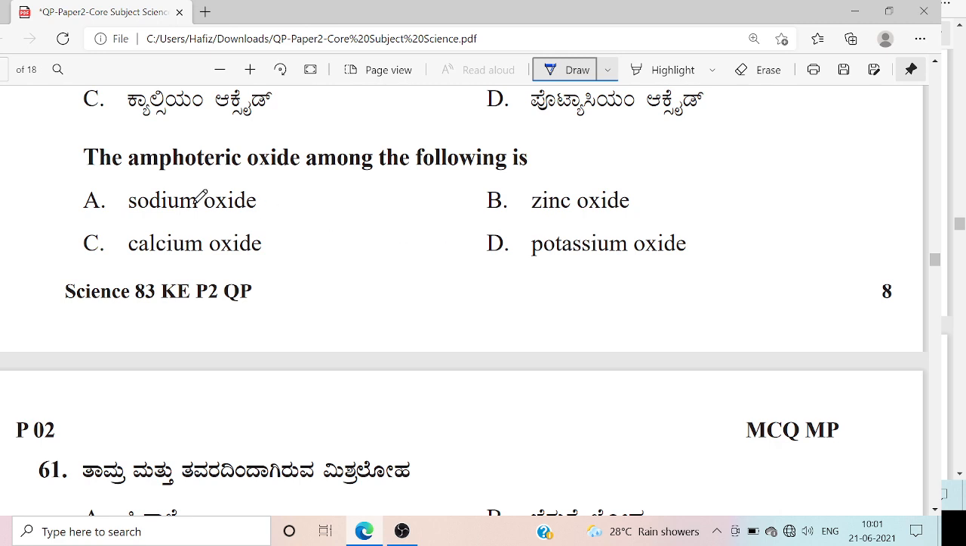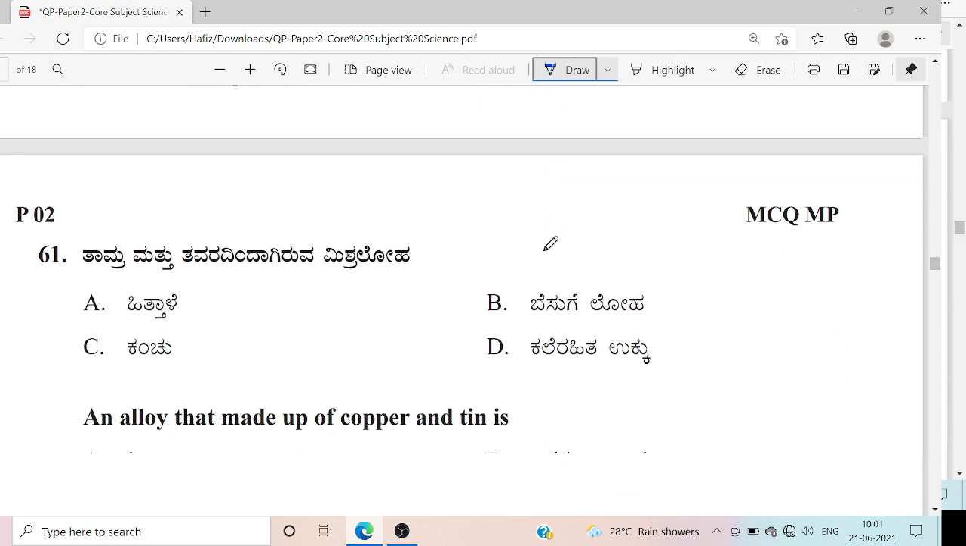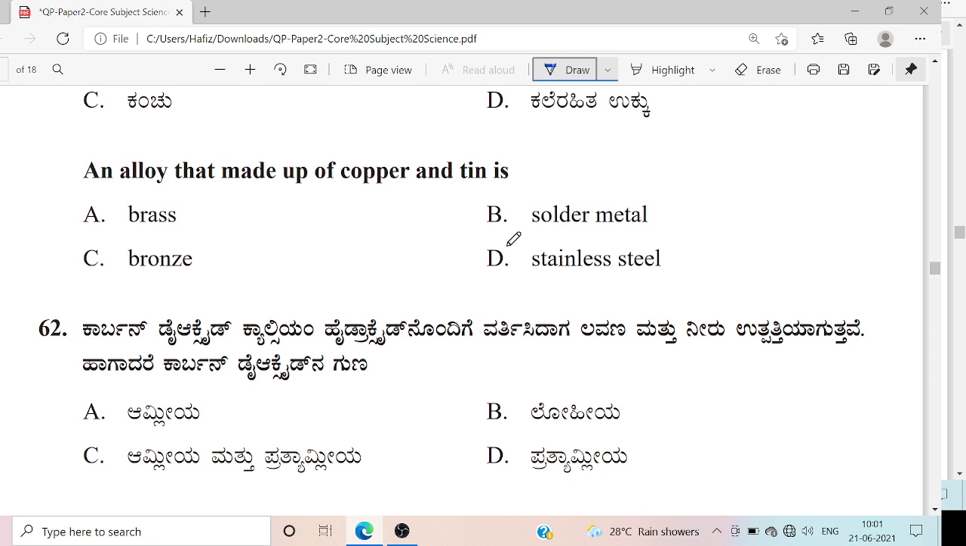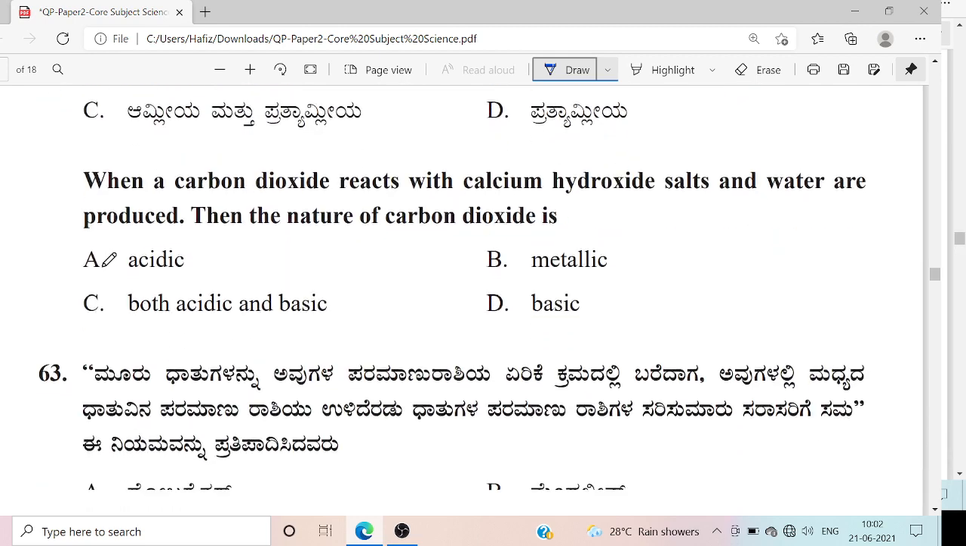The next question: the amphoteric oxide among the following. There are two amphoteric oxides. One is the zinc oxide, another is aluminum oxide. Yes, so aluminum oxide is here, so option B is the only answer for it. The next one: an alloy that is made up of copper and tin. Yes, copper and tin, it is bronze. Okay, it is bronze. Remember, you all have to remember it. And copper and zinc is brass. Remember, copper and zinc is brass. So don't get confused. So answer is bronze here from the chapter on metals.